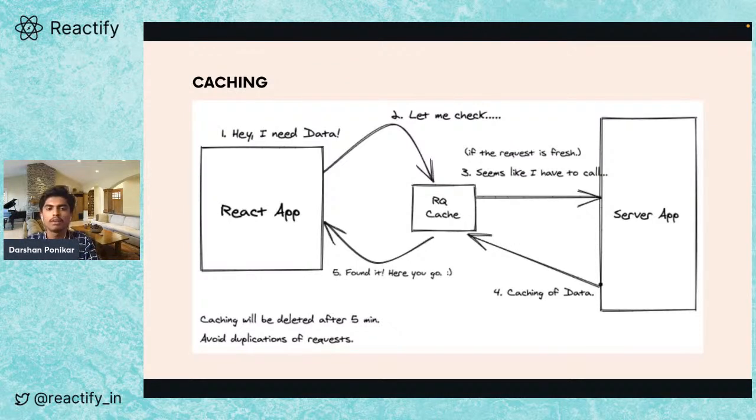And this is really important because you are avoiding multiple requests, and caching is one of the hard concepts in computer science. It's kind of complicated to handle by oneself. So that's why React Query provides it out of the box.